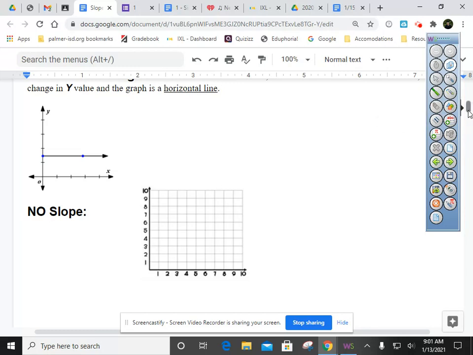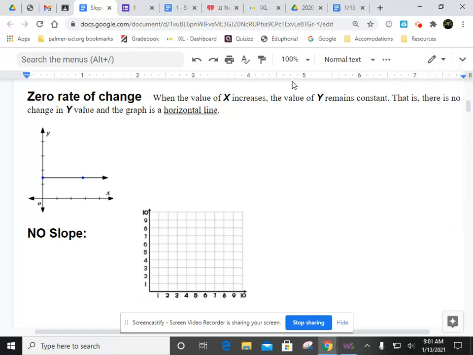Look at the next one. This is called zero rate of change or zero slope.